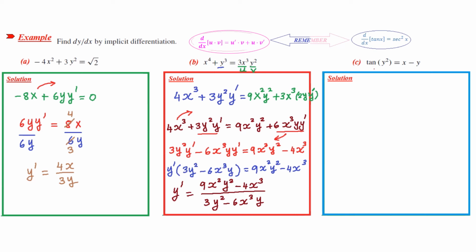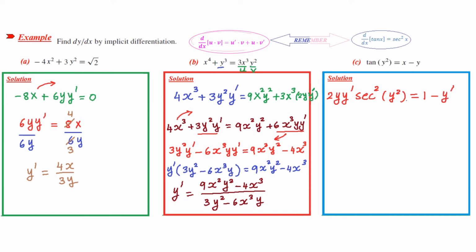So we'll start with left hand side, and you have to find the derivative of the angle y square, and the derivative is 2y prime multiplied by the first derivative of tan, which is secant square the same angle y square, equals the derivative of the right hand side. Derivative of x is equals to 1 minus derivative of y is equals to 1 multiplied by y prime, because y is a function in terms of y. So we have y prime.